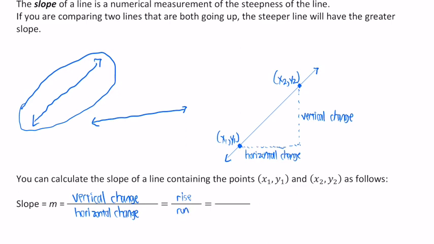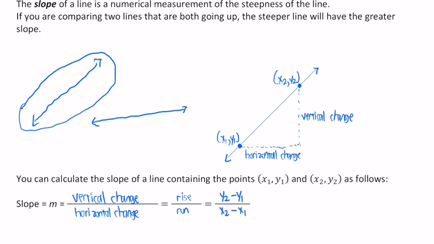Now, in terms of the rise, that vertical change, to find the vertical change between 2 points, you take the second y value and subtract the first y value. And to find the horizontal change between 2 points, you take the second x value and subtract the first x value.